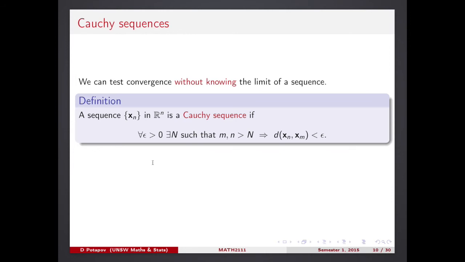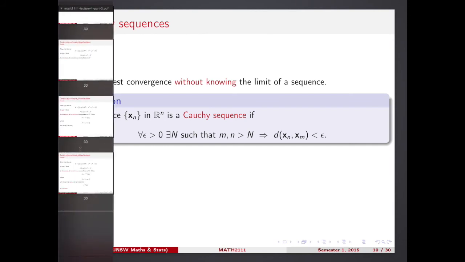When you test a limit in a particular numerical example, like in one example we did today, you need to know the value for the limit. Otherwise, you can't really use the definition. Cauchy sequences address that problem. With the Cauchy sequences approach, you can test whether the sequence is converging without knowing the limit itself.